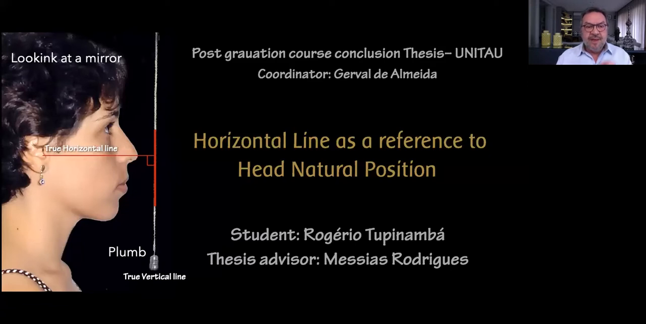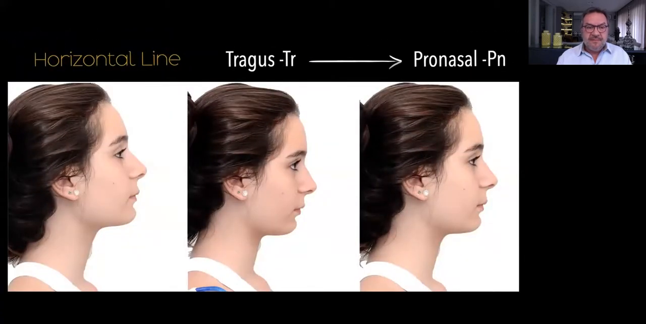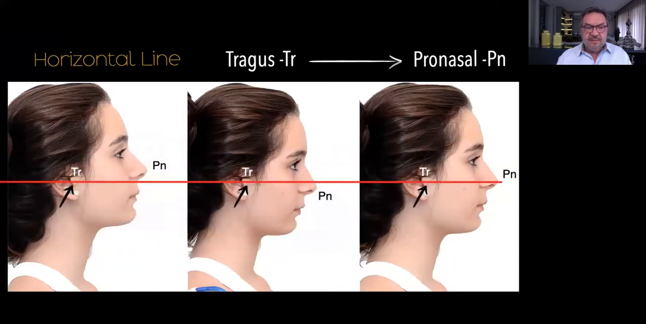And we realized that with this horizontal line, with the patients in the natural position of the head, the line passes through those points, the TR point and the PN point. Okay, so take a look at this girl. Mark two points, the tragus point and the pronasal point. Tragus is on the ear, and the pronasal point is the tip of the nose. If you mark these points, you make a line passing through the TR point in the three faces.